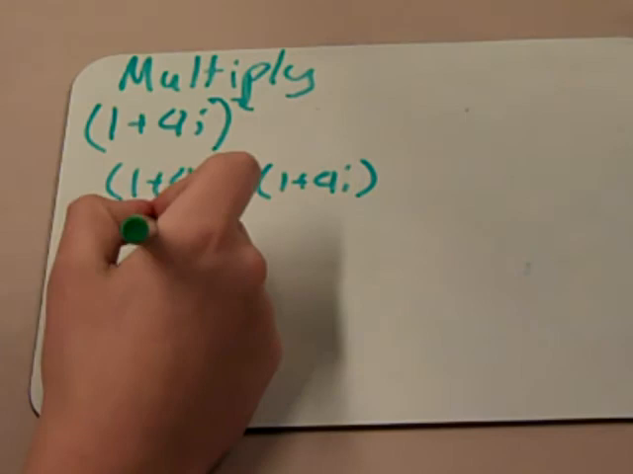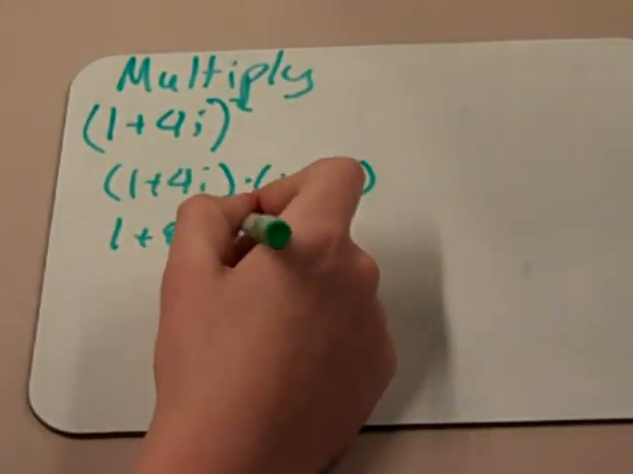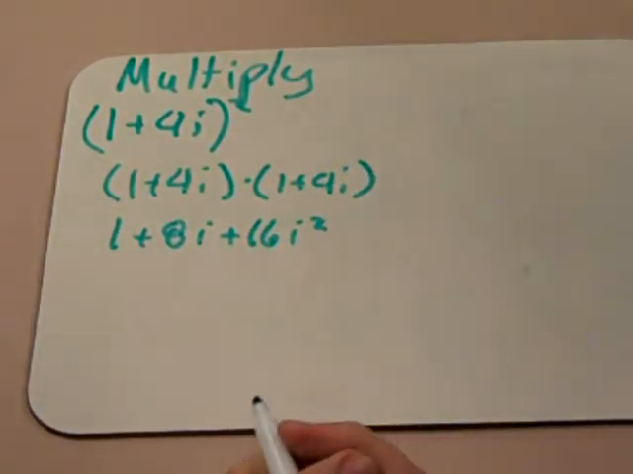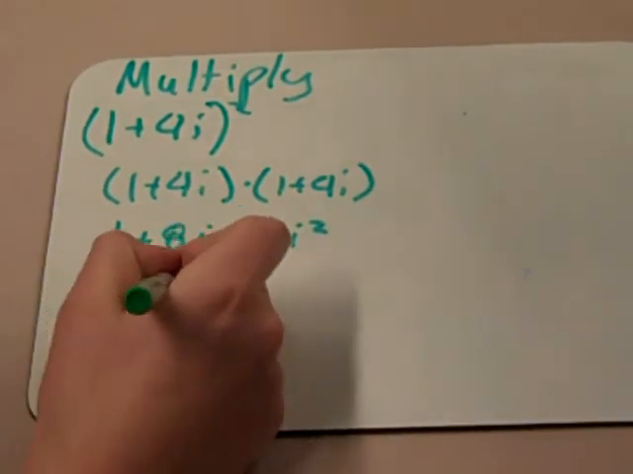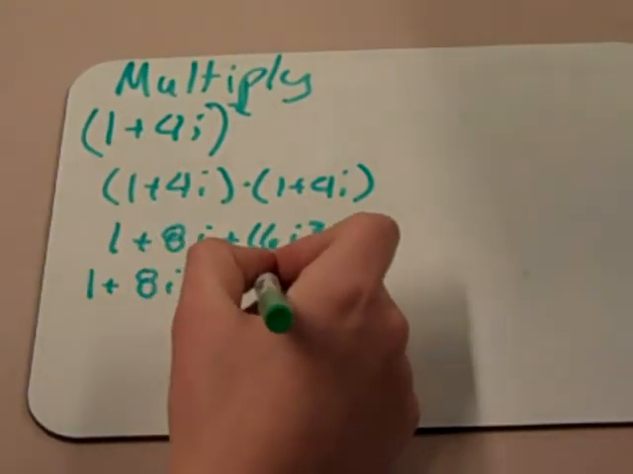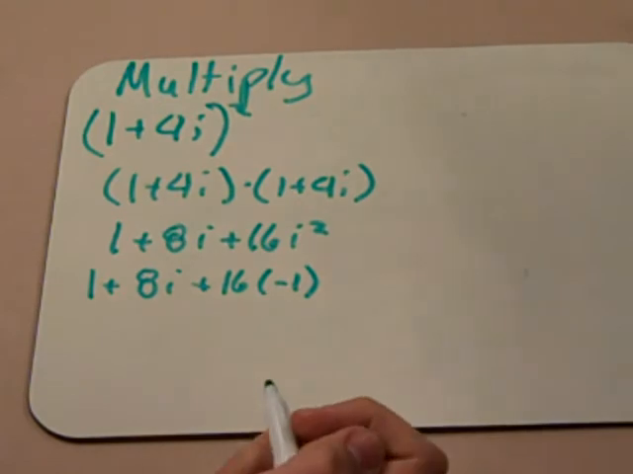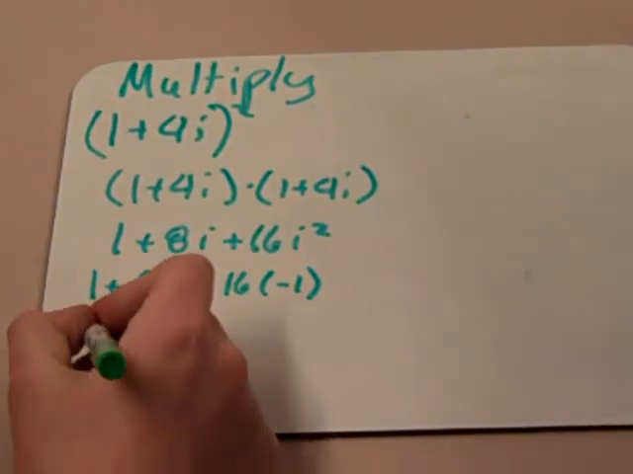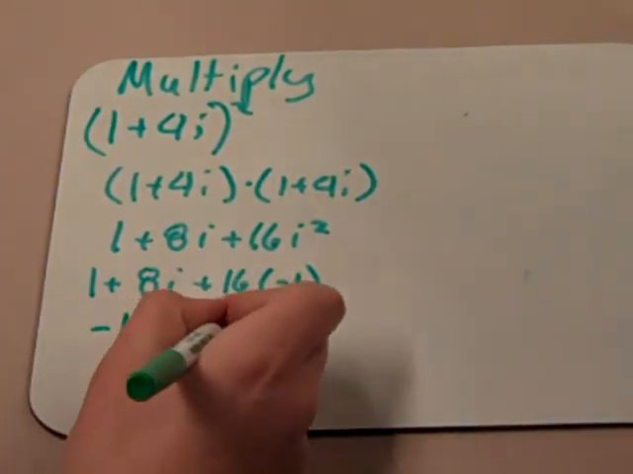Foiling, we get 1 plus 8i plus 16i squared, which is 1 plus 8i plus 16 times -1, since i squared is equal to -1. Combining like terms, we get -15 plus 8i as your answer.